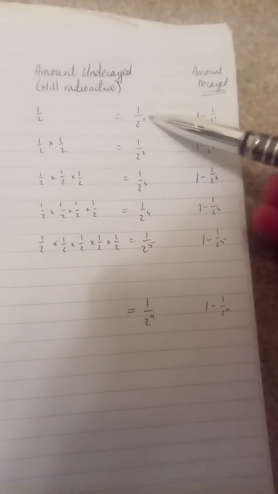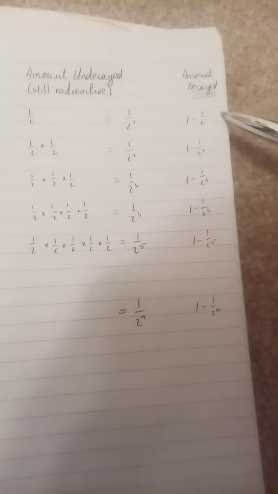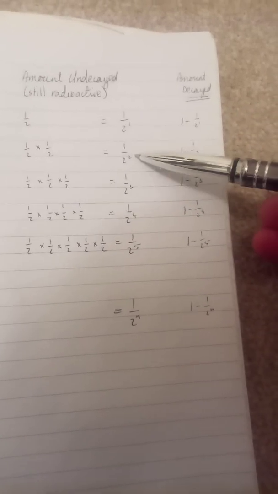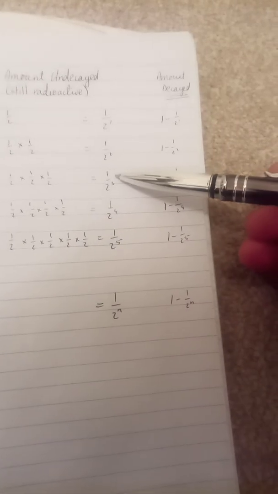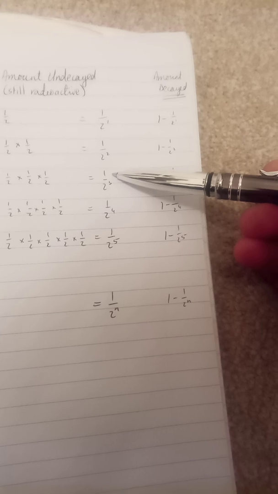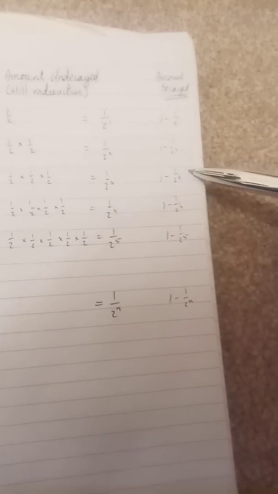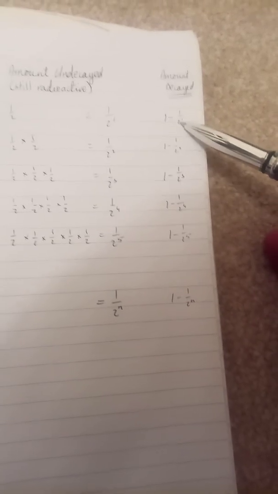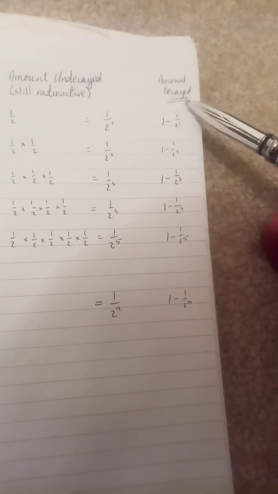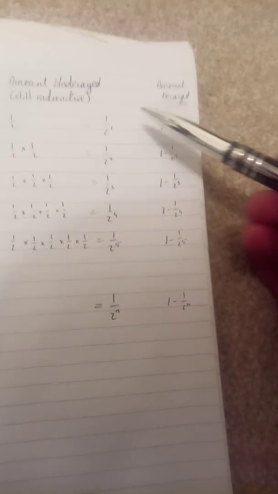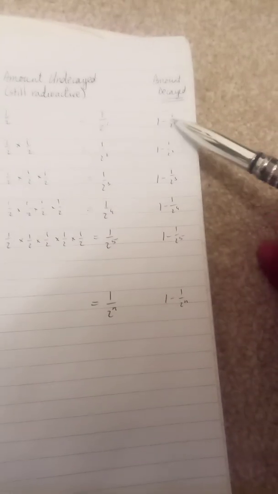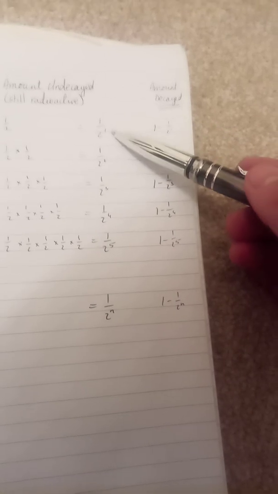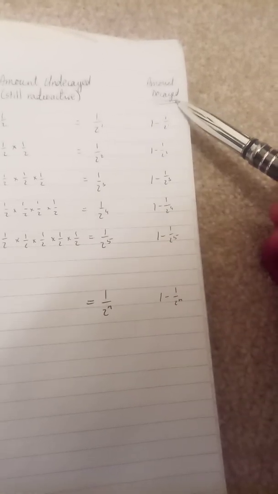The other thing that you need to remember is if half of it is decayed, that means there must be half undecayed. If a quarter is decayed after the second half-life, 3/4 is undecayed. If an eighth is undecayed after the third half-life, then that means 7/8 has decayed, and so on and so forth. So it's just 1 minus the amount undecayed to calculate the amount that has decayed.